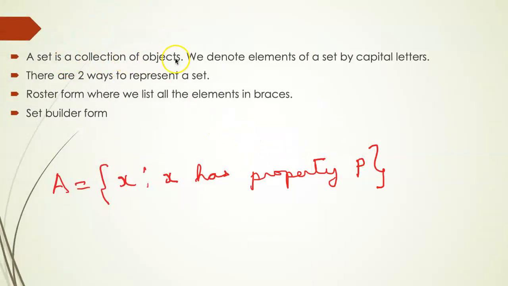A set is a collection of objects. We denote elements of a set by capital letters. And there are two ways to represent a set. One is the roster form where we list all the elements in braces, and the other is the set builder form. So we write A is the set of all elements X such that X has property P. So this is the set builder form.